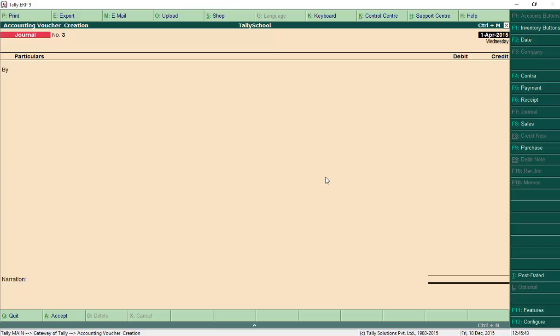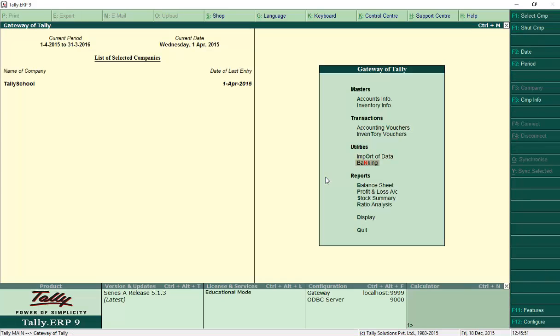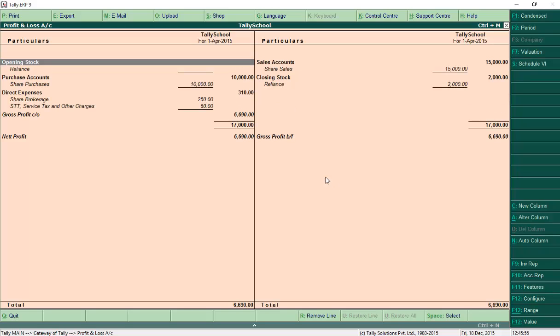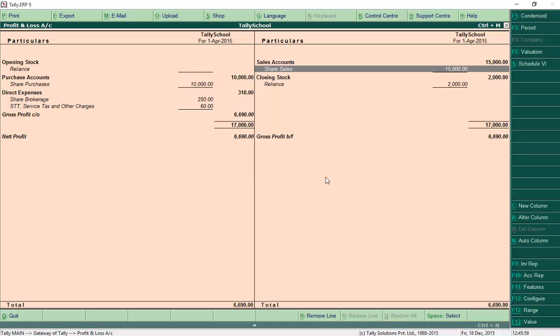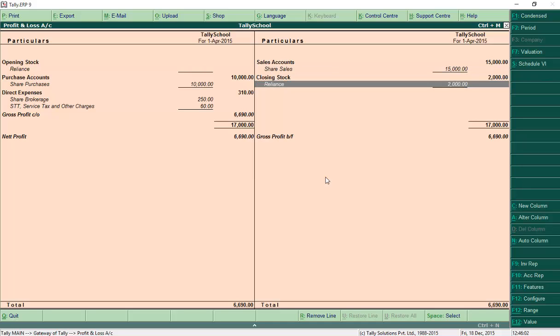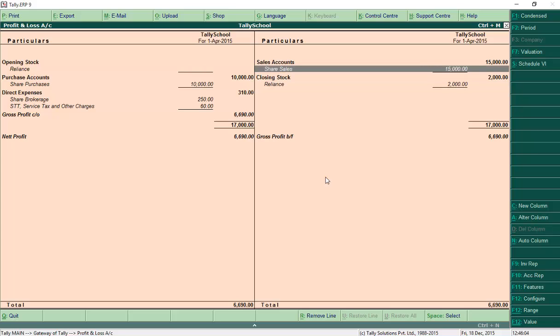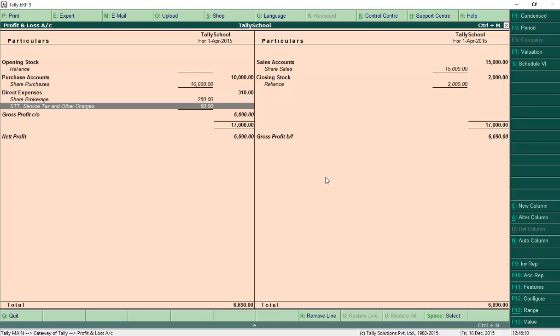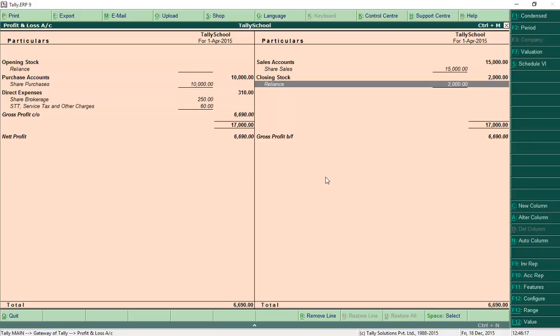So let's once again check the effects of that. Let's come back to the gateway of Tally by pressing escape. Let's go to the profit and loss account. Press Alt plus F1 to see the detailed view. Now you can see the share sales account also, and the closing stock of Reliance, which is 2000. So share sales 15,000, share purchases 10,000, and again the share brokerage and STT, service tax and other charges are increased by the amount which we have paid to our broker. And this is how Tally works. Reliance 2000, which is the closing stock left.